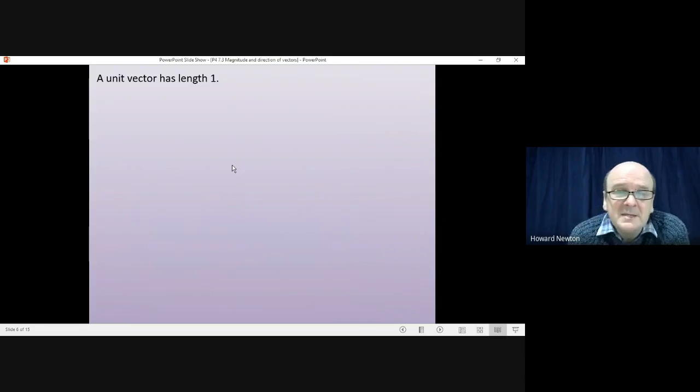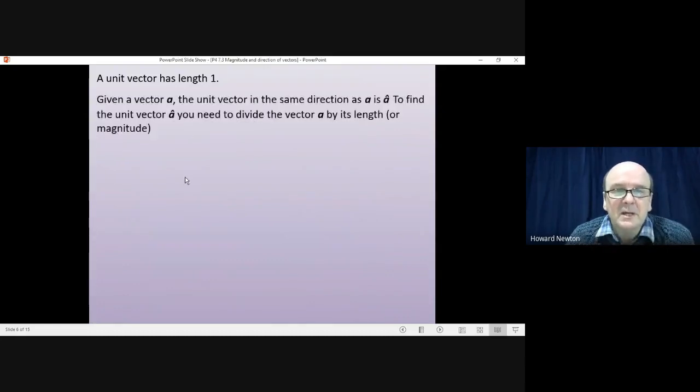Okay, we've mentioned unit vectors before in a previous lesson. The vector i is the unit vector in the x direction. The vector j is the unit vector in the y direction. Unit means 1, and in general, a unit vector has got length 1. And one thing that you'll need to be able to do is, given a vector a, you'll have to find the unit vector that goes in the same direction as a. And that's written as a with a little hat on top. To find the unit vector a, you divide the original vector by its magnitude, by its length. So the unit vector a is equal to the original vector divided by its magnitude.